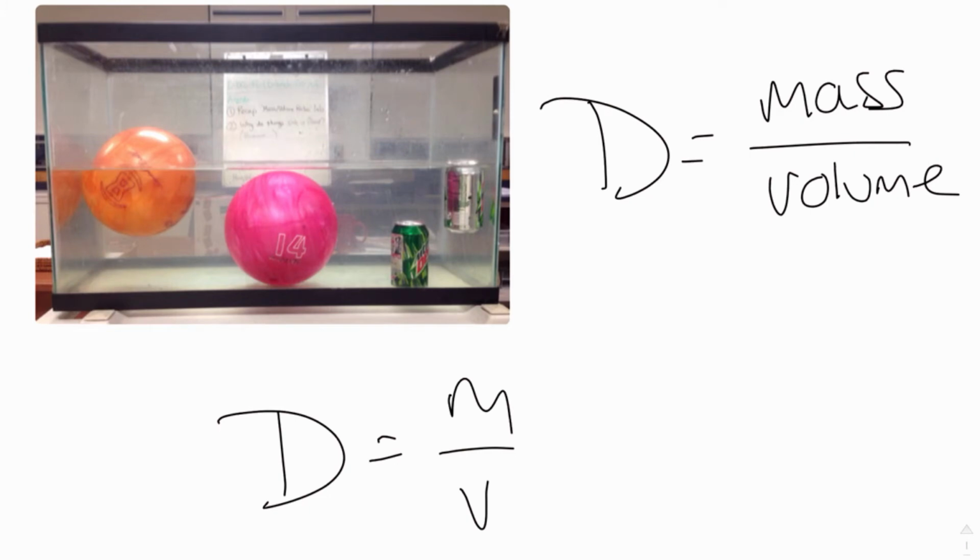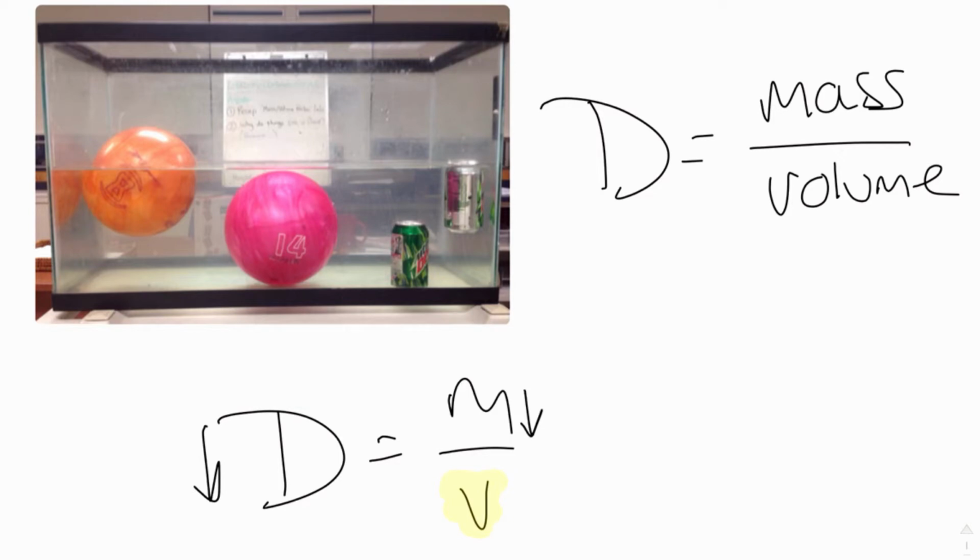So if we take a look at both of these, the volume remains constant. So what that means is this: if we make the mass bigger, the density gets bigger. Or if we make the mass smaller, the density gets smaller. This is a direct relationship between density and mass.